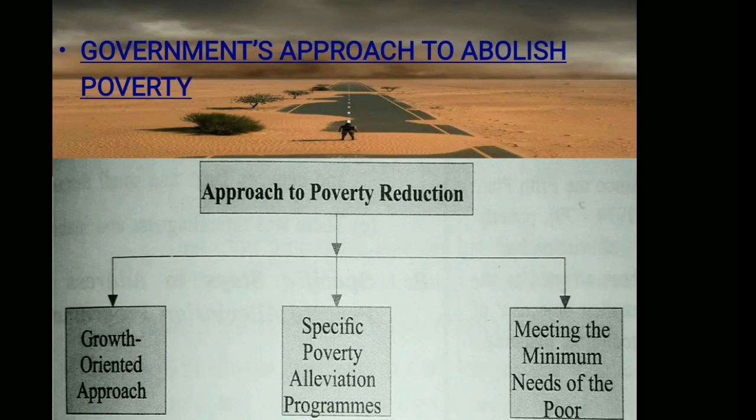So, what are the approaches of the government to abolish poverty? Poverty can be abolished by these three methods, these three approaches that have been adopted by the government. We'll see about it in the next video.